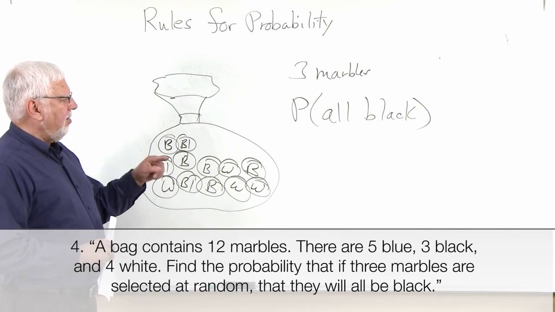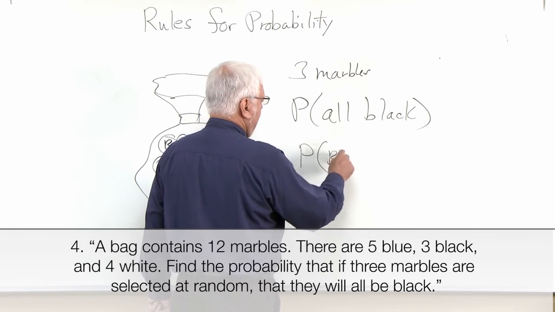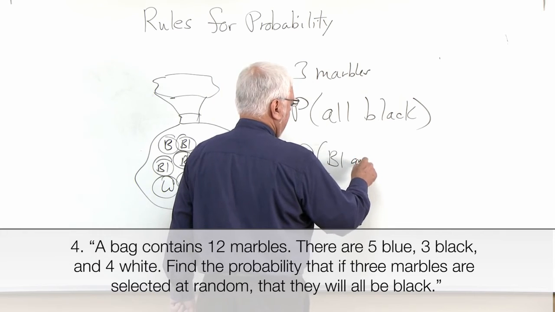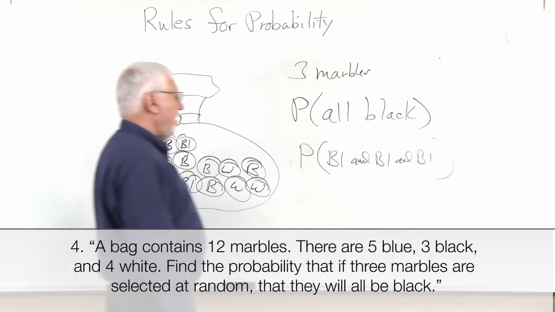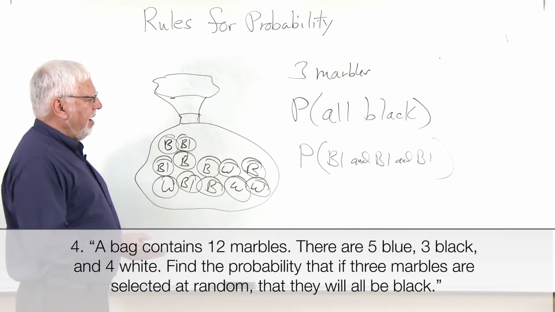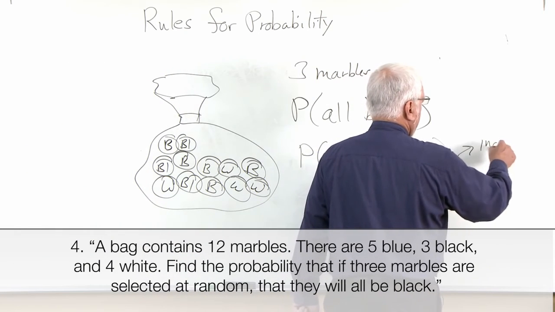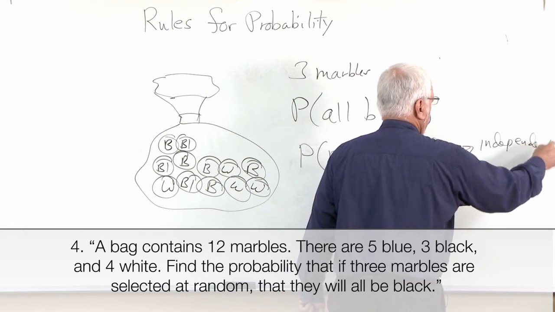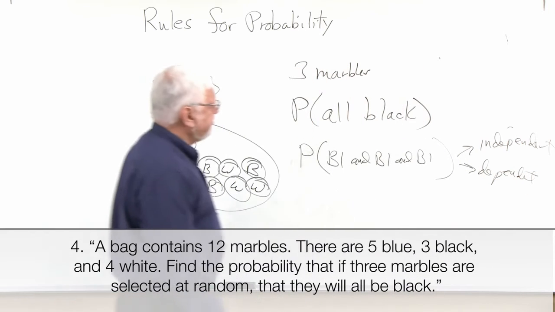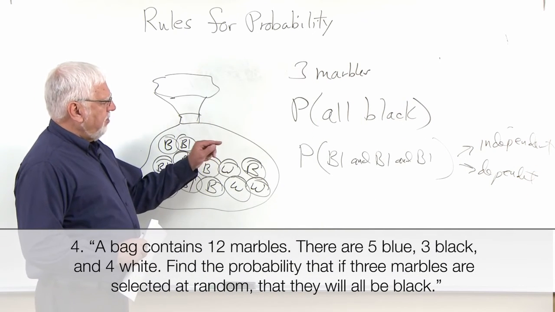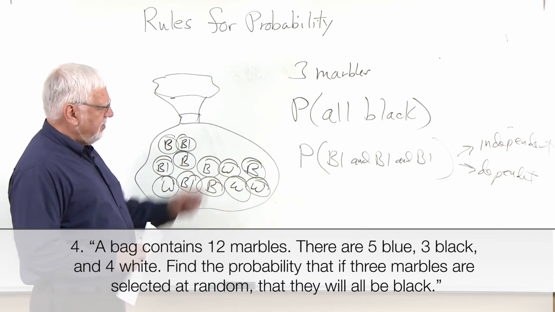Well, let's see. We want to pick all black. We're going to pick 3 times. So it could be said you want a black and a black and a black, right? So it's an "and" problem. If it's an "and" problem, then you have to figure out, is it independent or dependent? Well, let's see. If we pick one black marble out of there and don't put it back, that's going to change it. So they're dependent events.